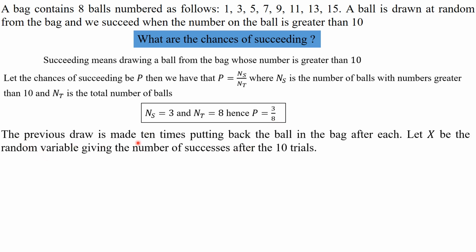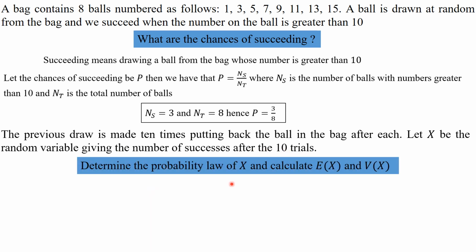The previous draw is made 10 times, putting back the ball in the bag after each. Let capital X be the random variable giving the number of successes after the 10 trials. Determine the probability law of X and calculate E of X and V of X. E of X here is the expected value, which is the same as the mean. V of X here is the variance.